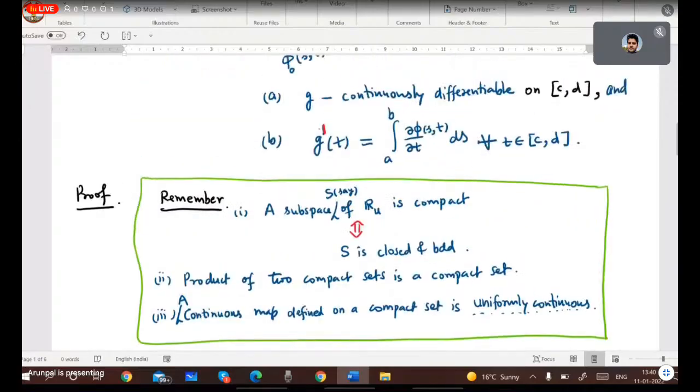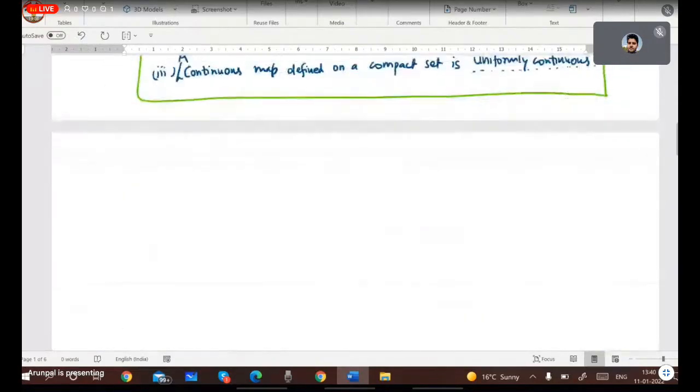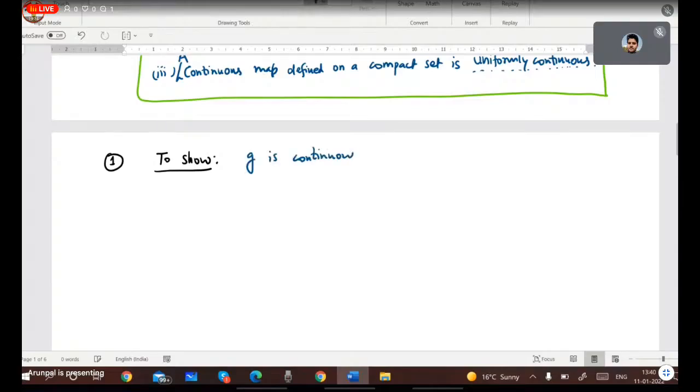So now we will first of all do the first part. To show that G is continuous on the closed interval [C, D]. This is our first part. So let T naught be an arbitrary point in [C, D].